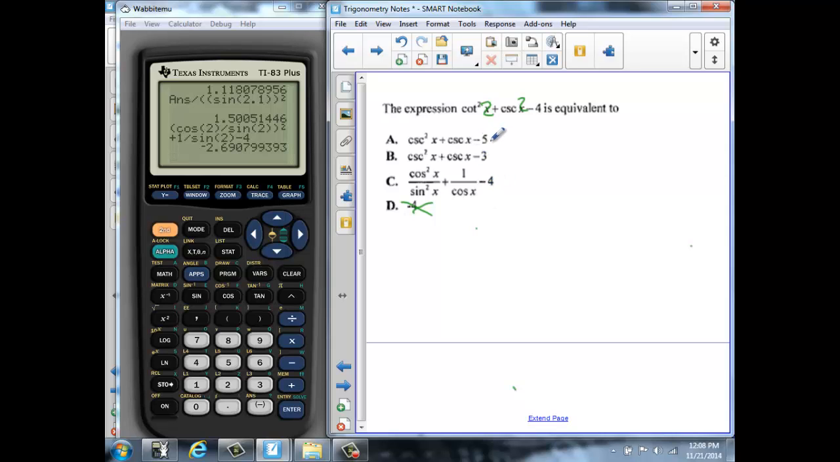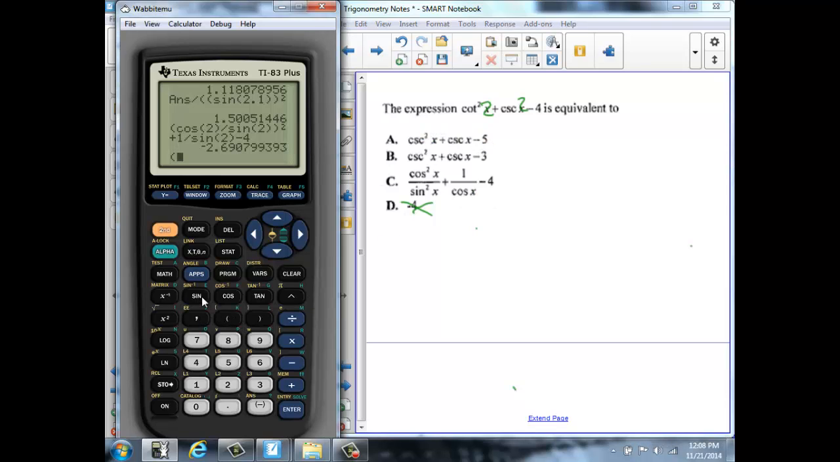C looks like the hardest one to type in, so I'm going to leave that one for last. Has anyone tried A yet? I got that it works. A seems to work? Okay, let me prove it then. Cosecant squared would be like a sine squared, but then to make it a cosecant, it would have to be to the minus 1.